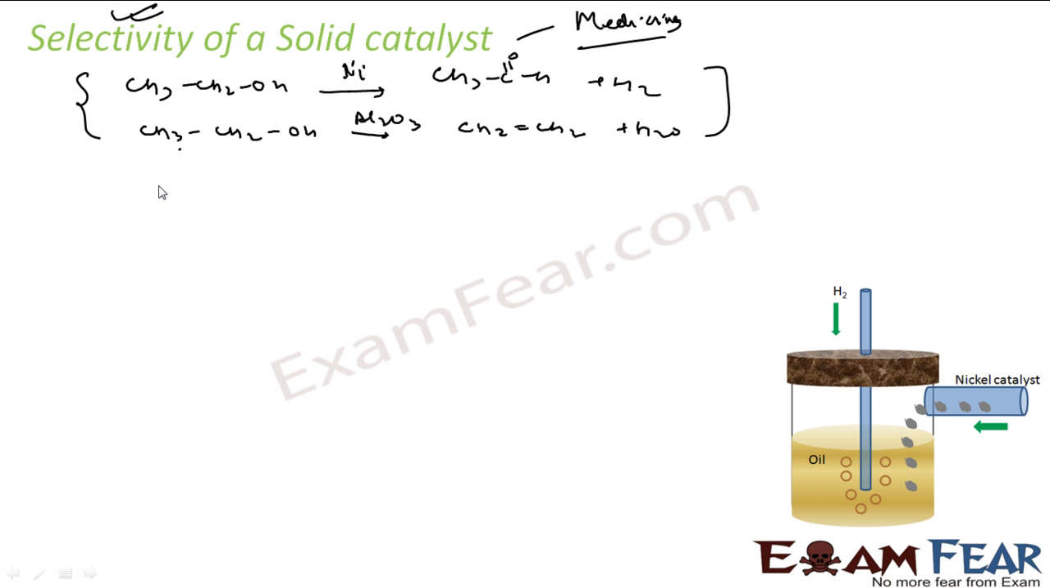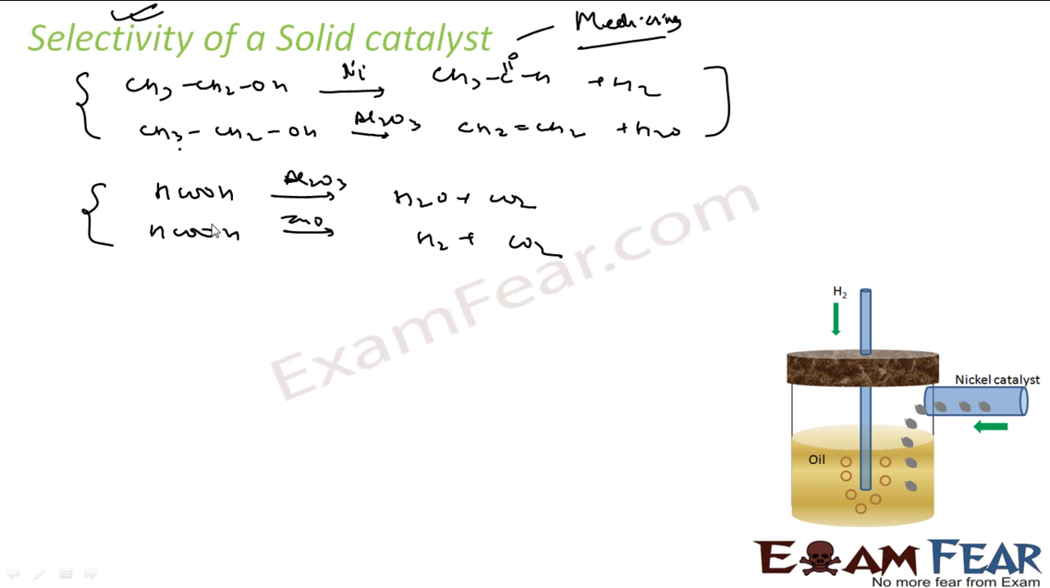One more example I can give you. Let's take HCOOH, use Al2O3, it will break into water and carbon dioxide. You take the same HCOOH, use zinc oxide in this case, it will break into hydrogen and carbon dioxide. Same reactant, different catalyst gives a different product.